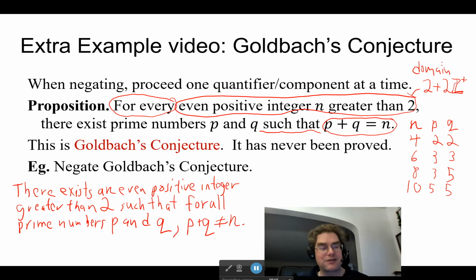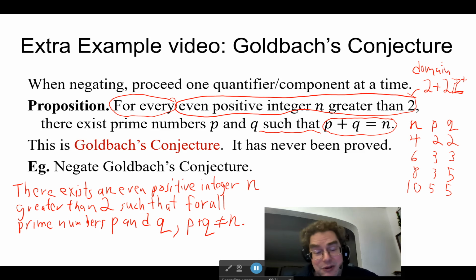So here's the negation of Goldbach's conjecture. There exists an even positive integer greater than 2. Oh, I forgot to put n in here. There exists an even positive integer n greater than 2. Got to have the variable in there for standard form for sure. Greater than 2 such that for all prime numbers p and q, p plus q is not equal to n.